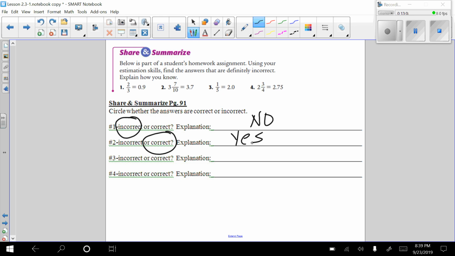Is 1/4 equal to 2.0? Well, is 1/4 even a whole? No, so that would have to be incorrect. And 2 3/4 is equal to 2.75. Well, again, I read that as 2 3/4 can be changed to 2 and 75 hundredths, which is the same way as 2.75 could also be read. So yes, that would be correct. Go ahead and give your homework a try and let me know if you have any questions.